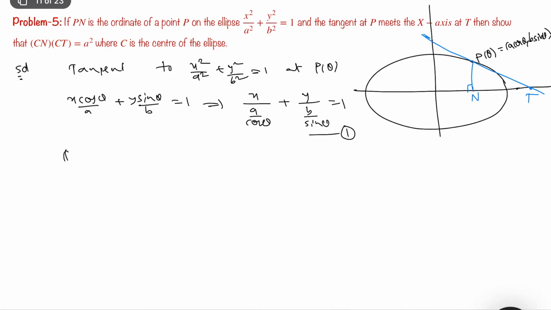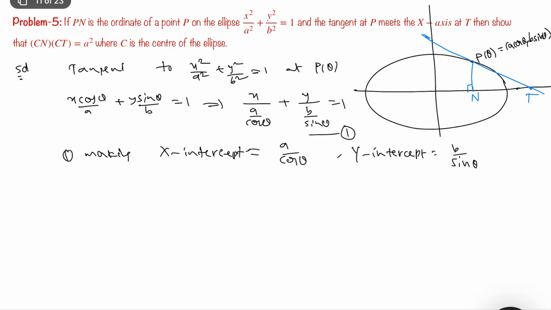Here the tangent 1 is making x-intercept, what? X-intercept equal to a by cos theta and y-intercept equal to b by sin theta. Here C is the center, right? So CN is going to be the abscissa of this point, that is a cos theta. PN is the ordinate, that is b sin theta anyway.